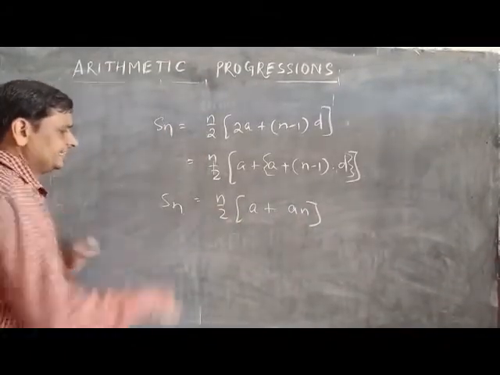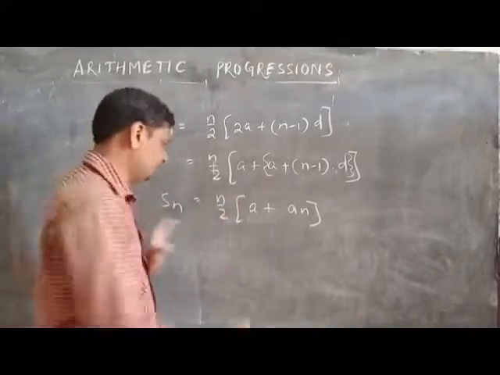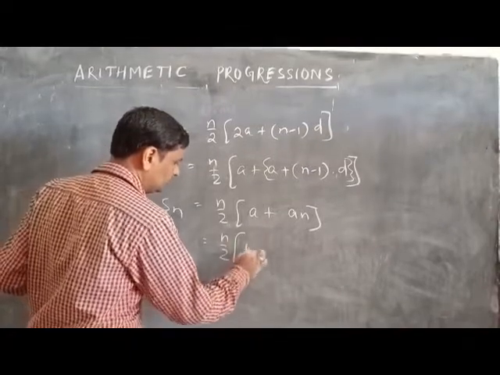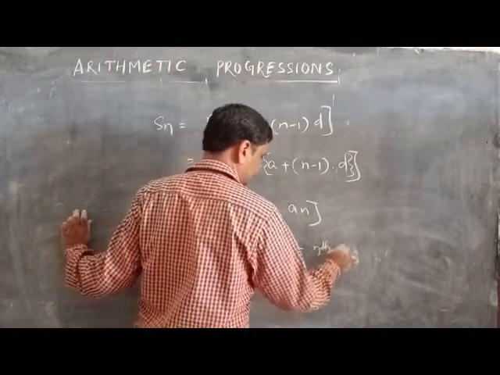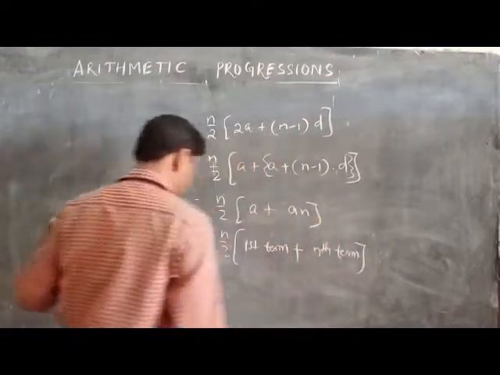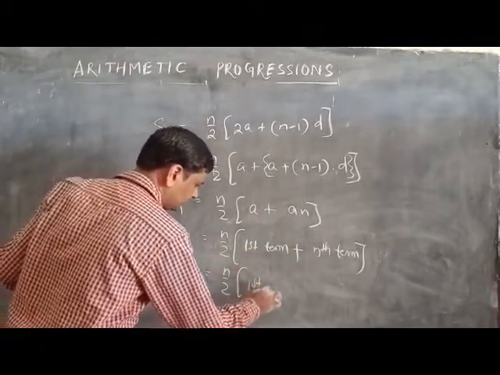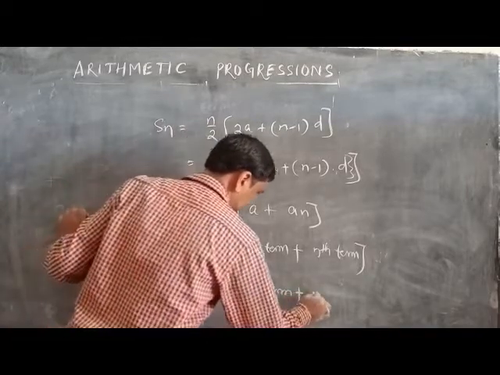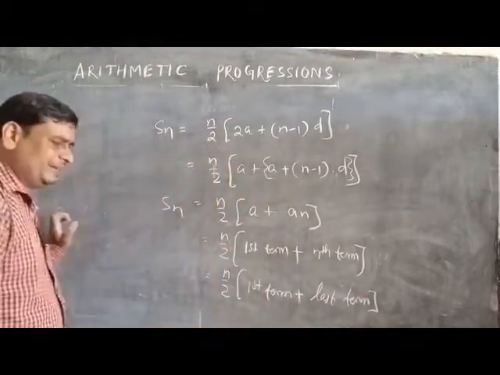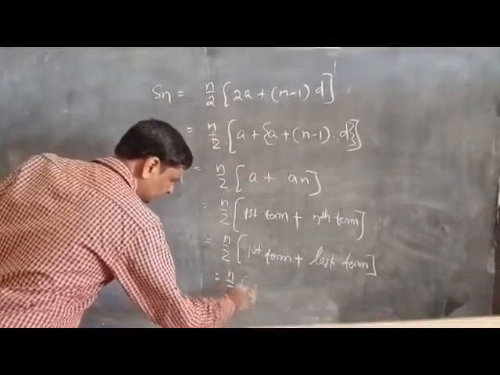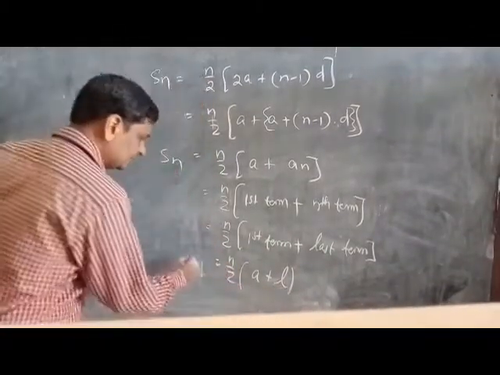It can be written as n by 2, a plus an. Sn can also be written as n by 2 into a plus an, that is first term and nth term, that is n by 2 into first term plus nth term. Or nth term means last term, that is n by 2, first term plus last term of the AP, or it can be denoted as n by 2, a plus l, first term a, last term l. This one is also Sn.